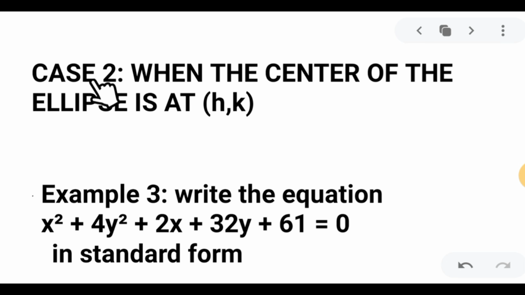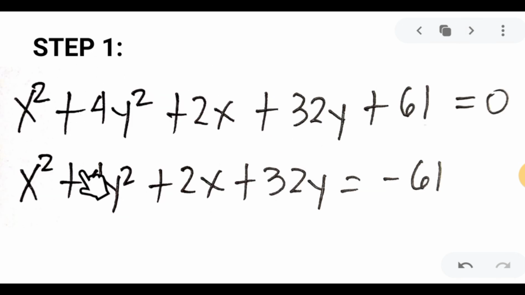Another example for case 2, wherein the center of the ellipse is at x and y, or at HK. Example 3, write the equation x squared plus 4y squared plus 2x plus 32y plus 61 equals 0 in standard form. Step 1, again, you have to move the constant term to the right side of the equation. That will be negative 61. This is the new equation.